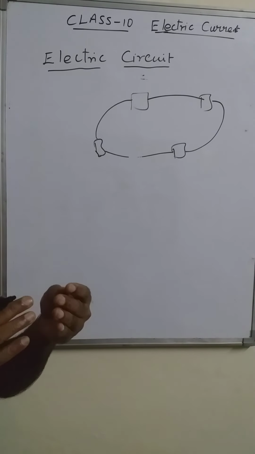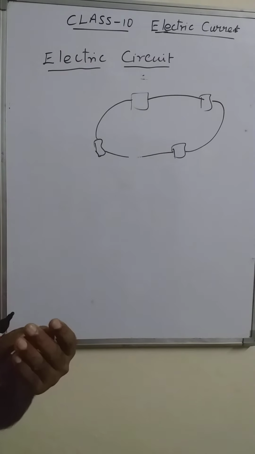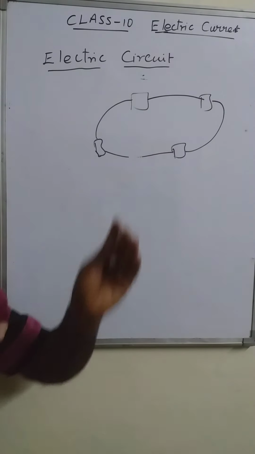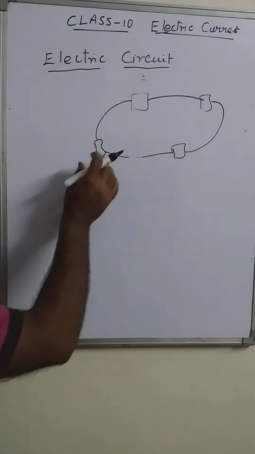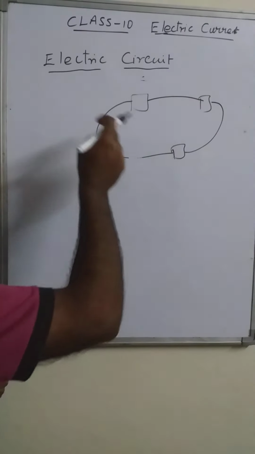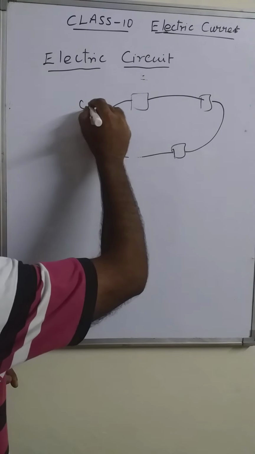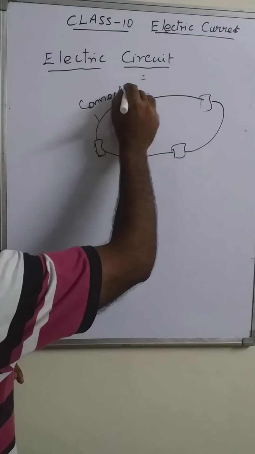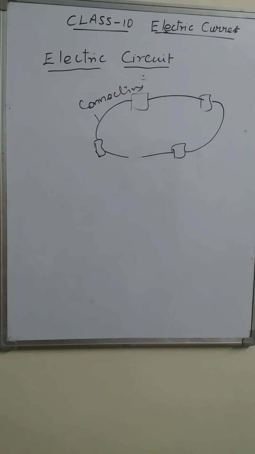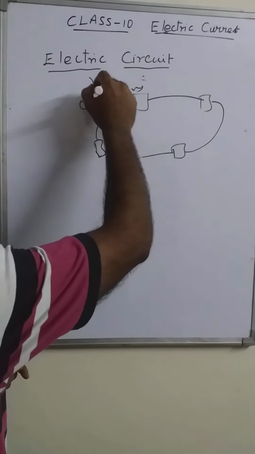Cell, battery, bulb, switches, these things we already know. We have studied them in class 7th. We also discussed the symbols of these components. So the components are present and they are connected by wires. Those wires are known as connecting wires. So all the components are joined by connecting wires, and through that path the electric current may flow. That path is known as an electric circuit.